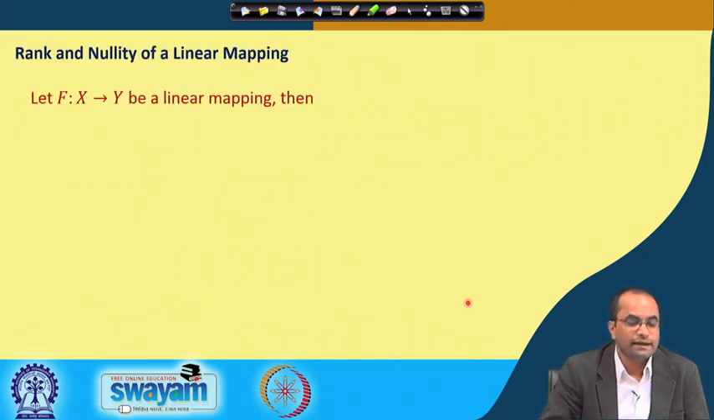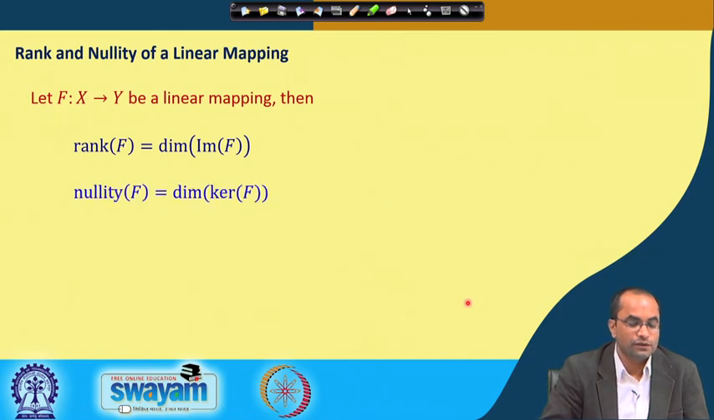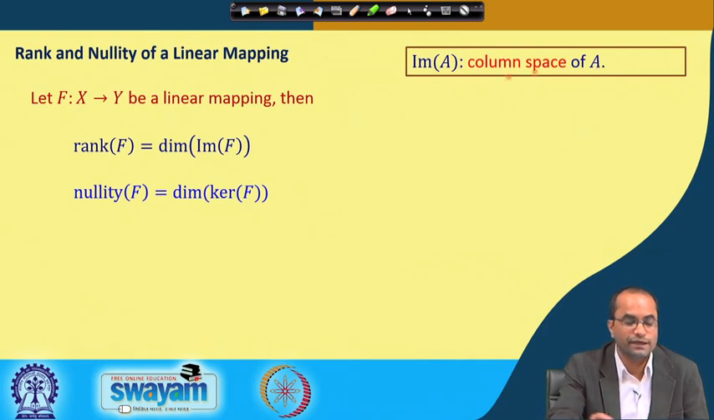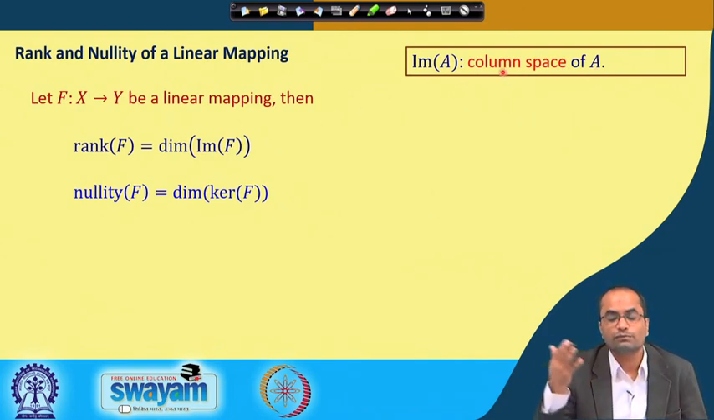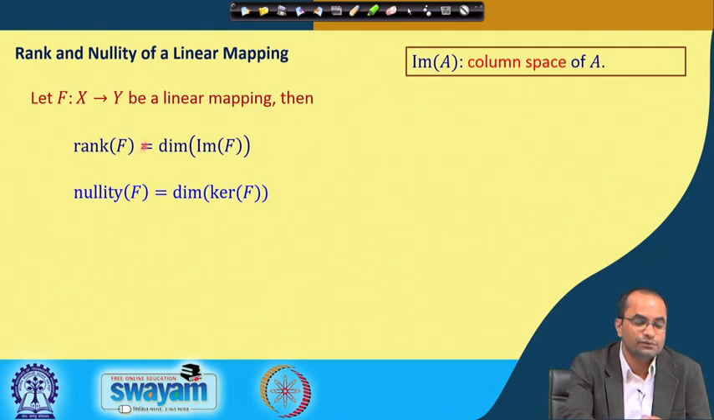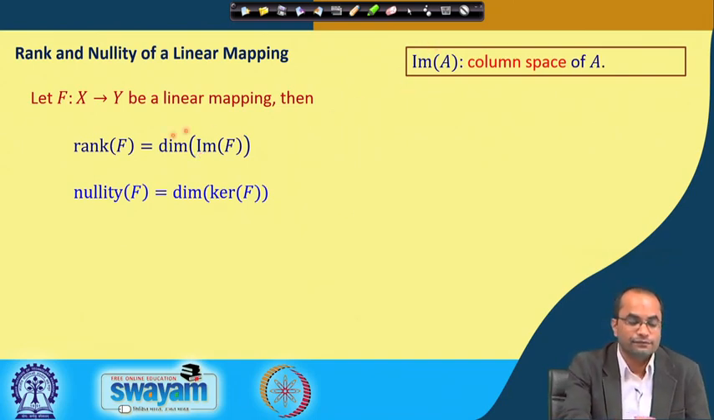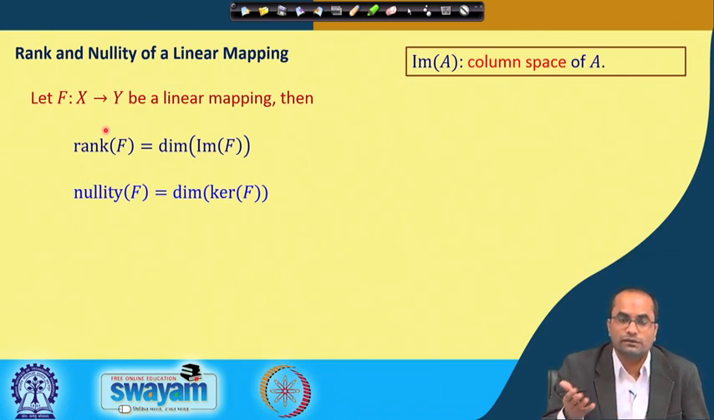The last one here is the rank and the nullity of a linear map. If we remember, the image of A is the column space of A, and the dimension of the column space is what we discussed as the rank of the matrix. So, in terms of the linear map, the rank of a linear map will be the dimension of the image of F. This is a more general definition of the rank, of which the matrix case is a special case, and we have separately discussed the rank concept of the matrix.